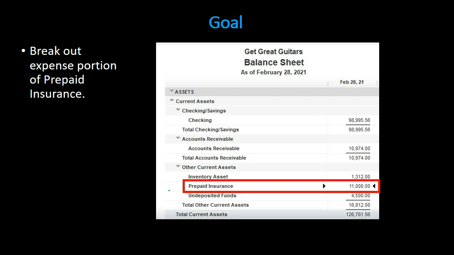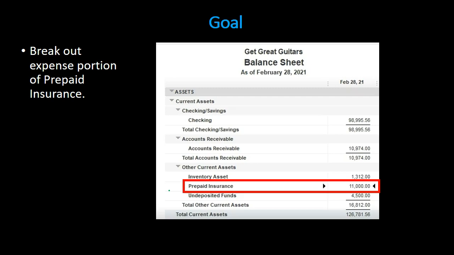What we will do instead is look at it periodically at the end of the month and determine how much of that prepaid insurance has then been earned and therefore needs to be taken out of prepaid insurance and recorded as an expense, reducing the prepaid insurance and recording the related expense.